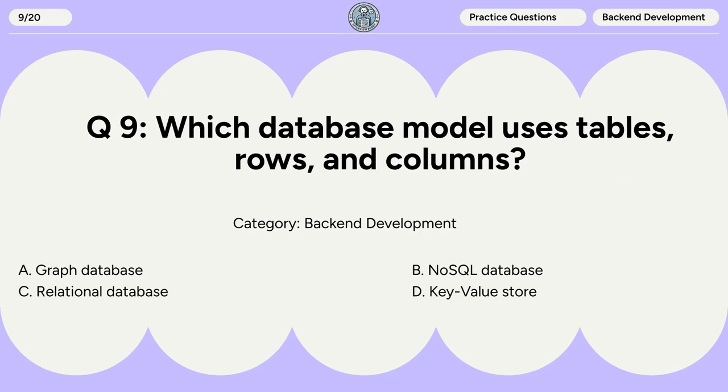Question 9. Which database model uses tables, rows, and columns? A. Graph database. B. NoSQL database. C. Relational database. D. Key value store.